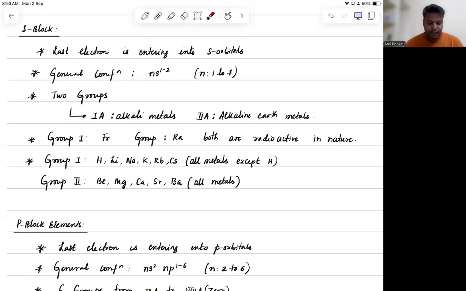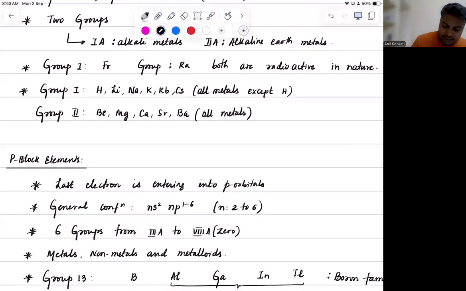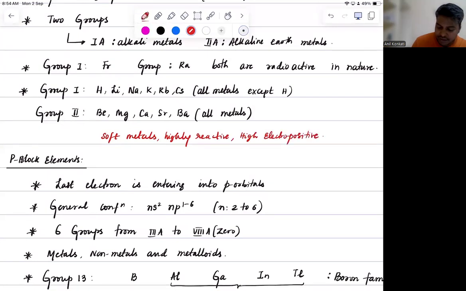Clear, everybody? Just to add on to that, these are typically called the soft metals, highly reactive metals, as well as highly electropositive metals. Okay.